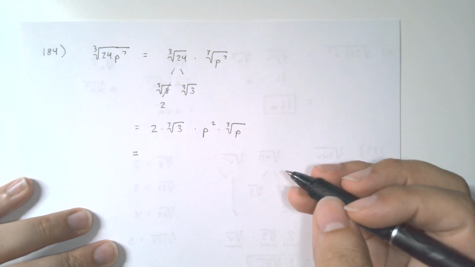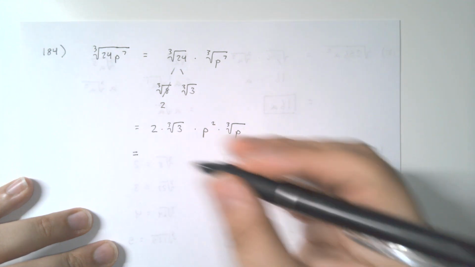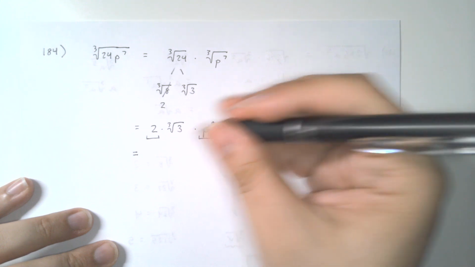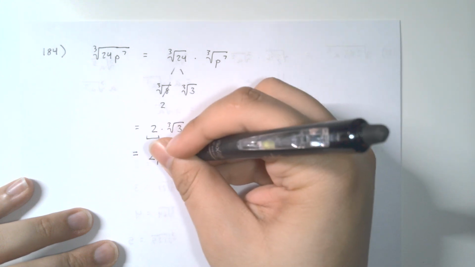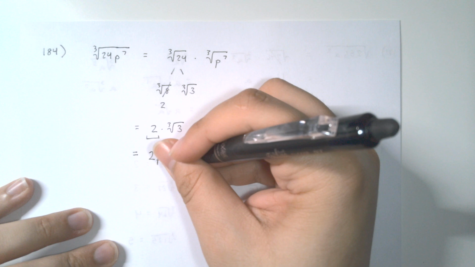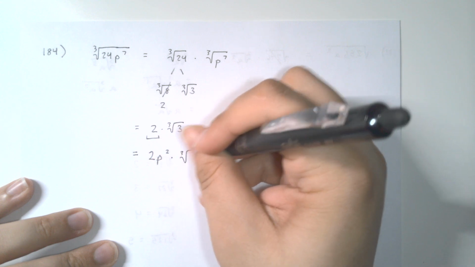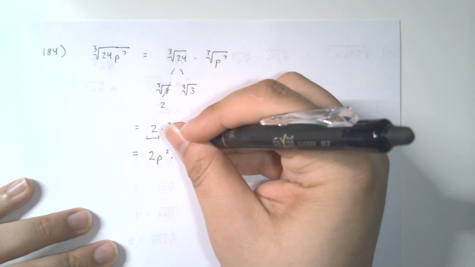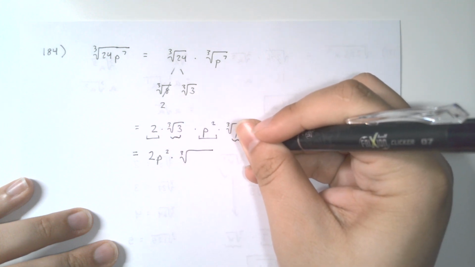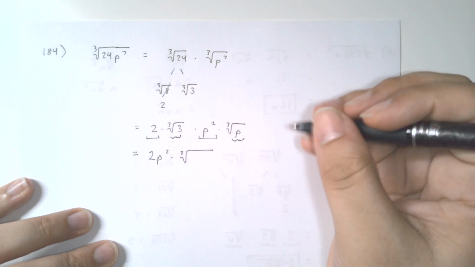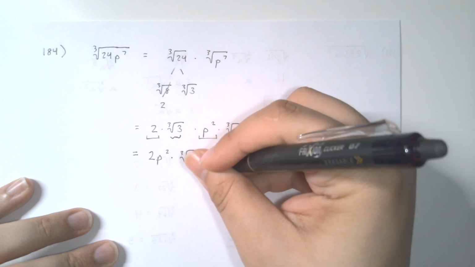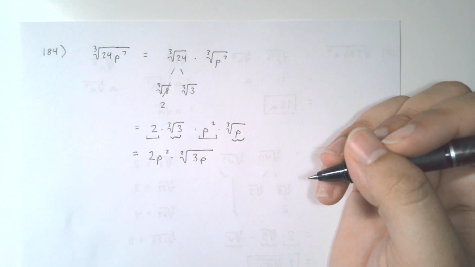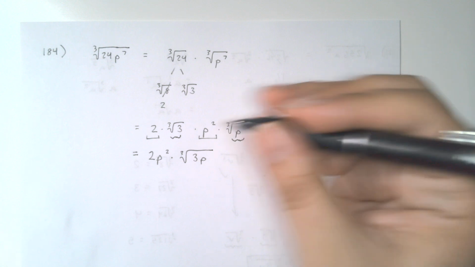And now we multiply all of our stuff back together. We have a 2 right here and a p squared right here. So we have 2p squared. And then times the cube root of all the stuff inside of our cube roots. So we have a 3 right here and a p right there. So the cube root of 3p. And that's our final answer.